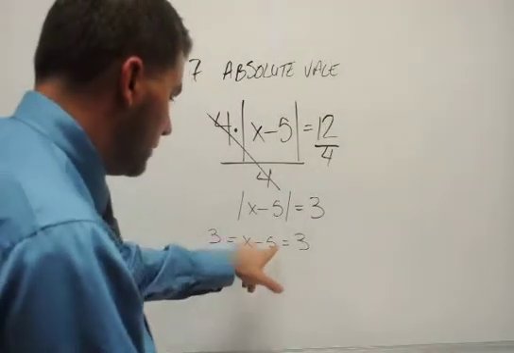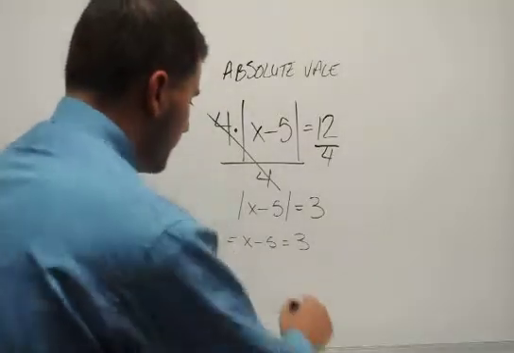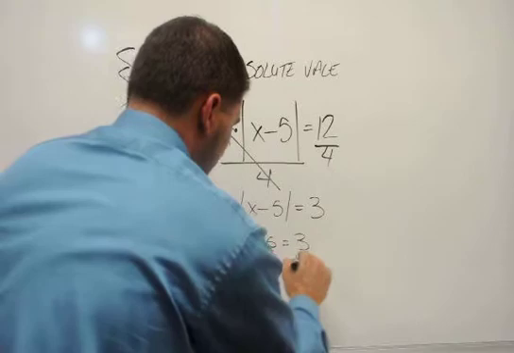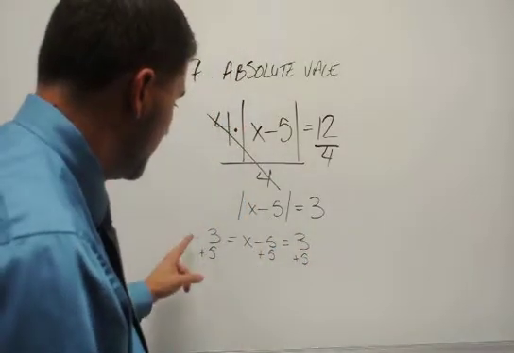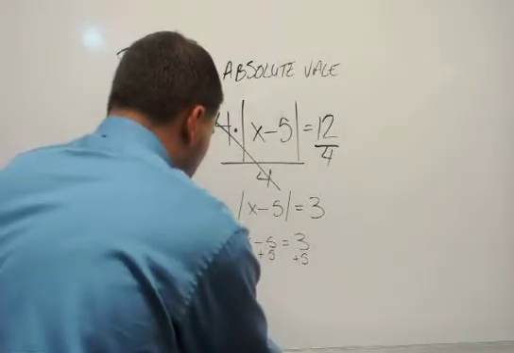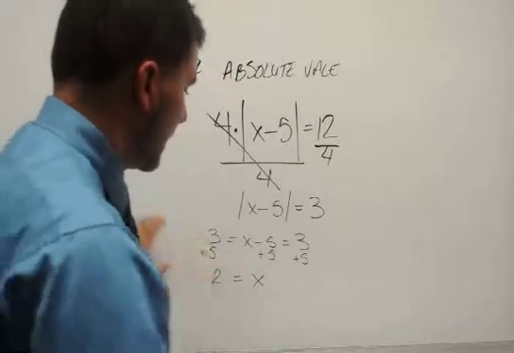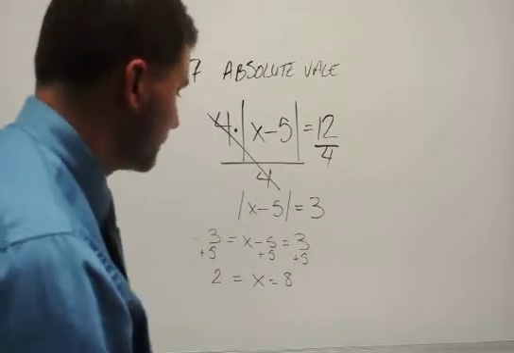So in the middle now I've got x minus 5. I need to remove this minus 5. I'll use the inverse of subtraction by adding 5 to both sides. Negative 3 plus 5 gives me 2. My middle will dissolve down to x, and 3 plus 5 is 8.